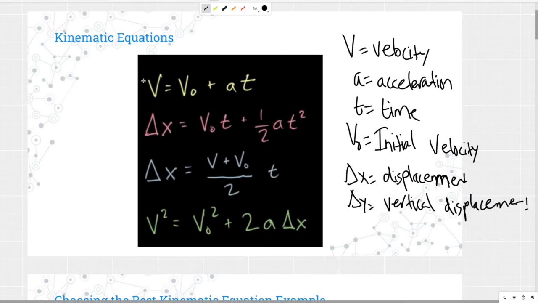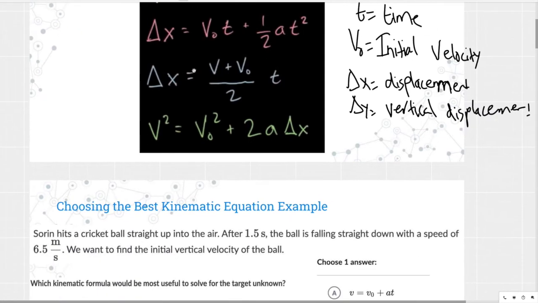So these are the main kinematic formulas, which I'll just go through. Velocity is equal to the initial velocity plus acceleration times time. The displacement is equal to initial velocity times time plus 1/2 times acceleration times time squared. Another, the displacement is equal to velocity plus v naught over 2 times time. Velocity squared is equal to initial velocity squared plus 2 times acceleration times delta x. You can also go on Google and search up kinematic equations, and you will find different variations, and they can help for solving different problems.